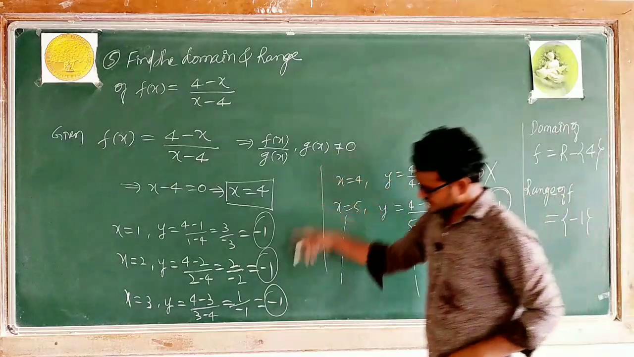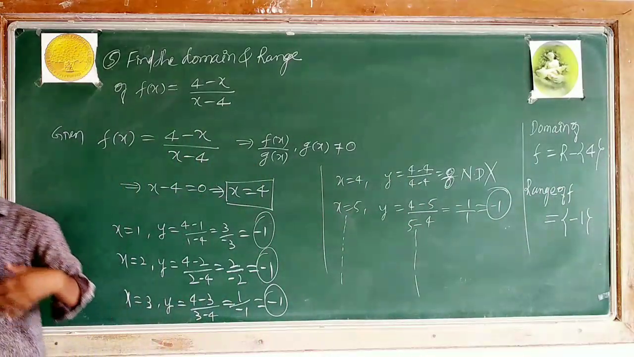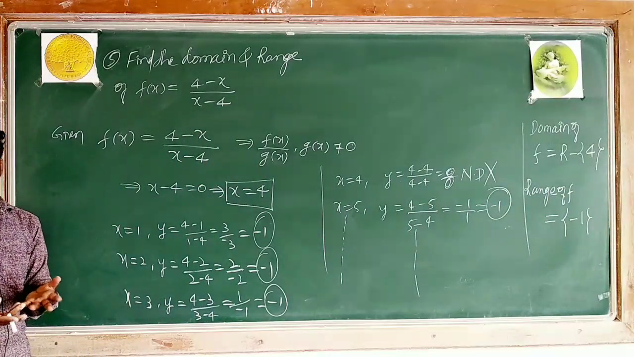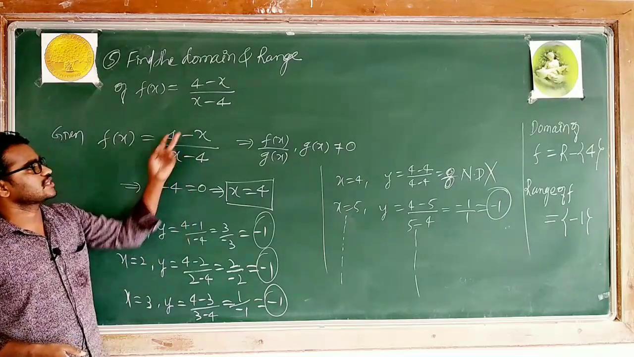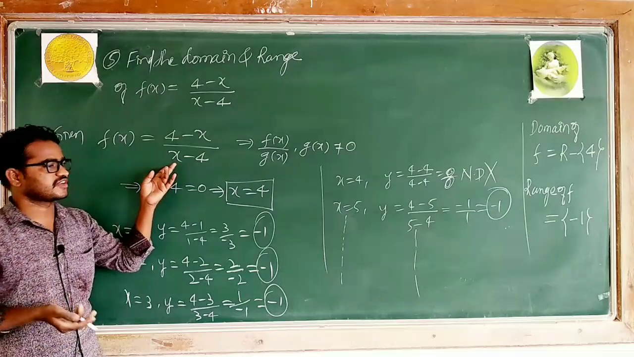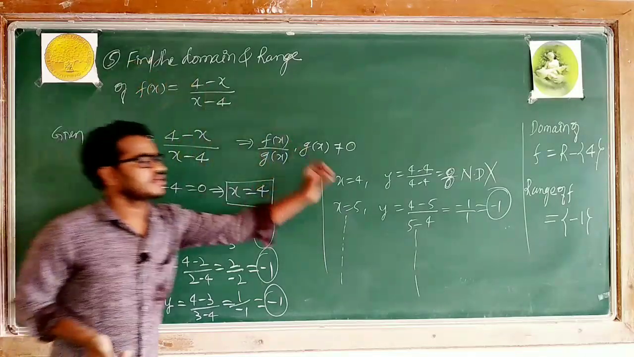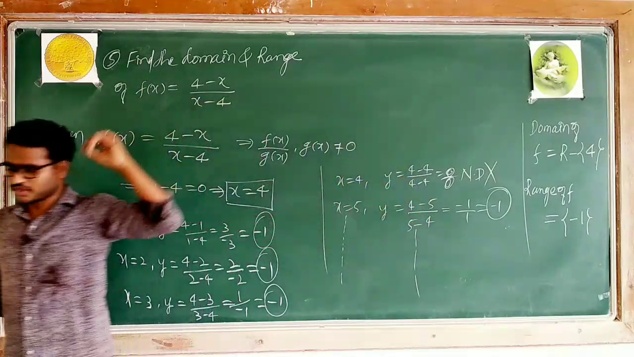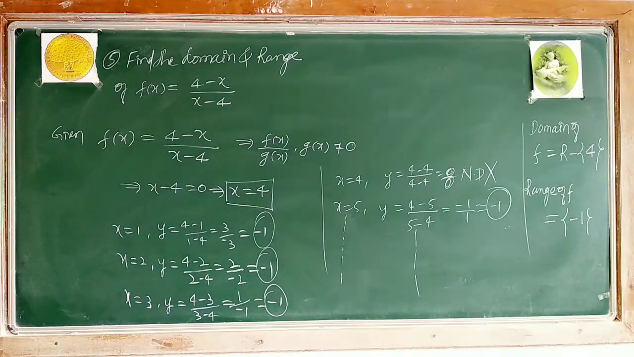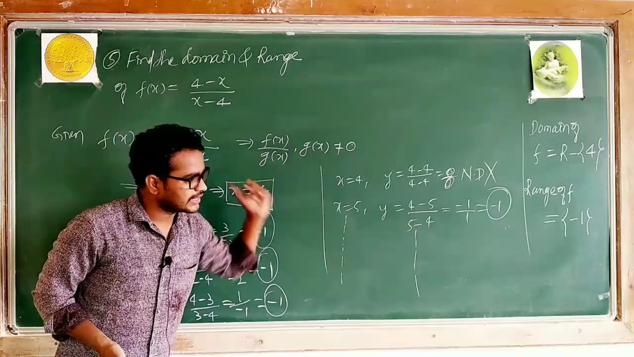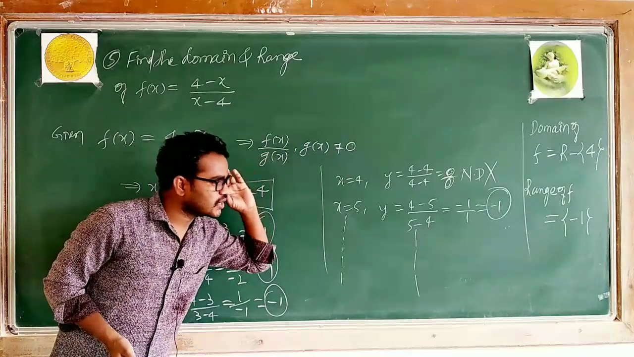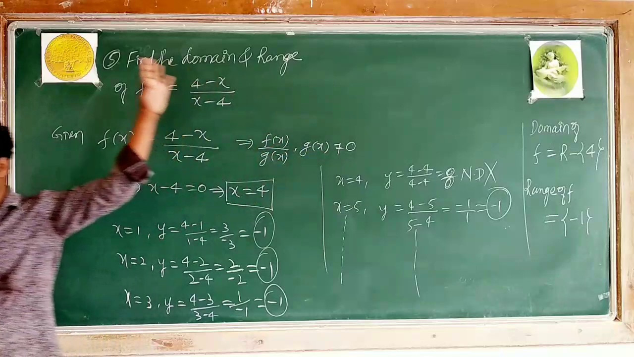Keep in mind, you can take any value of x. If you want, you can take still more values of x. You can substitute your own values of x. Every time it will cancel because both are same. Only plus or minus will give a difference. You will get always minus 1. What is the domain of this? Domain is set of real numbers excluding 4. Range is only one possible number, that is minus 1.